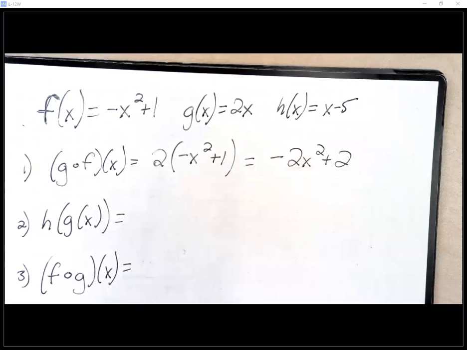Okay, number 2 is the different way to write it. It's different notation, but you're doing the same stuff. Why is there 2 ways to do the same thing? I don't know. I didn't make the rules. I just abide by them.